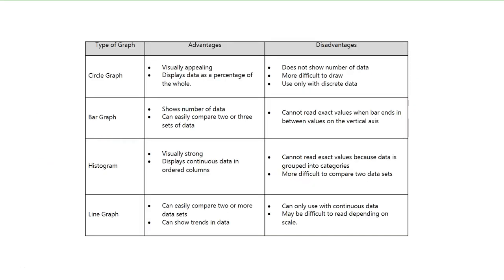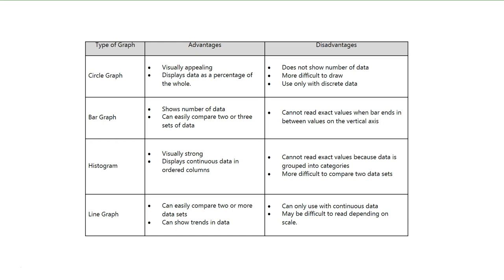Now let us summarize the different types of graphs and look at some of the advantages and disadvantages of each. Now a circle graph is very visually appealing, and you can see the percentages of each section and how one section can then be easily compared to the other sections by looking at the size.